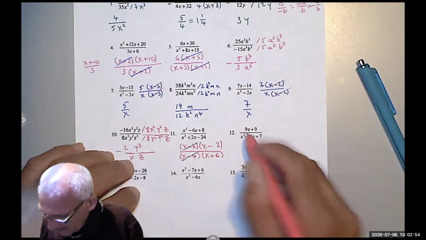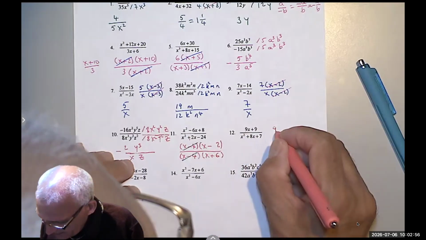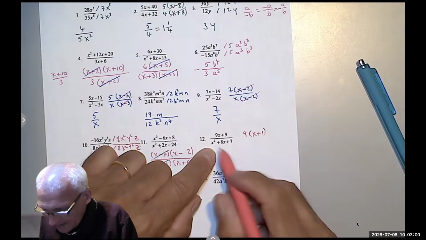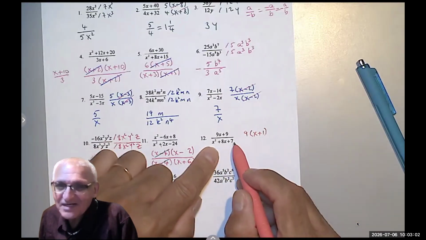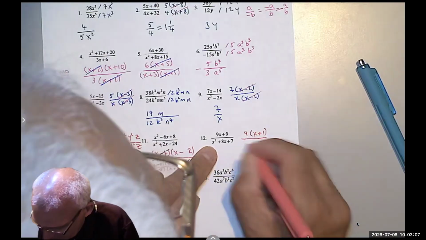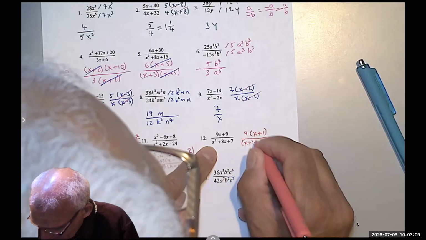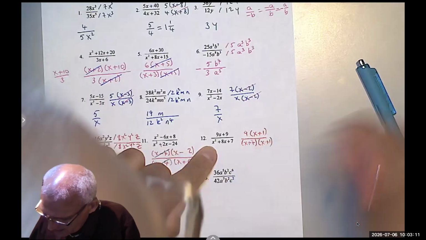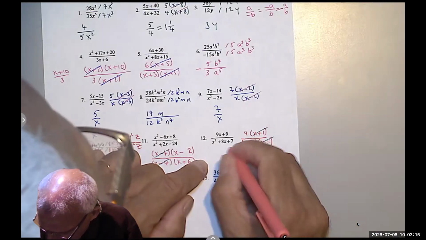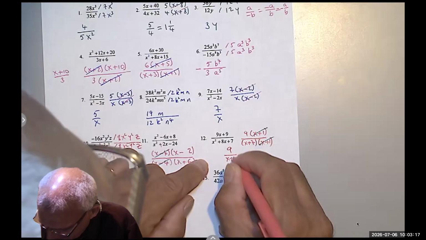Last one in this row, I have a 9 common factor, so x plus 1. And this one, I can see the two numbers that multiply to 7 and add up to 8 must be 7 and 1. So x plus 7, x plus 1, they simplify, and you get the answer as 9 over x plus 7.